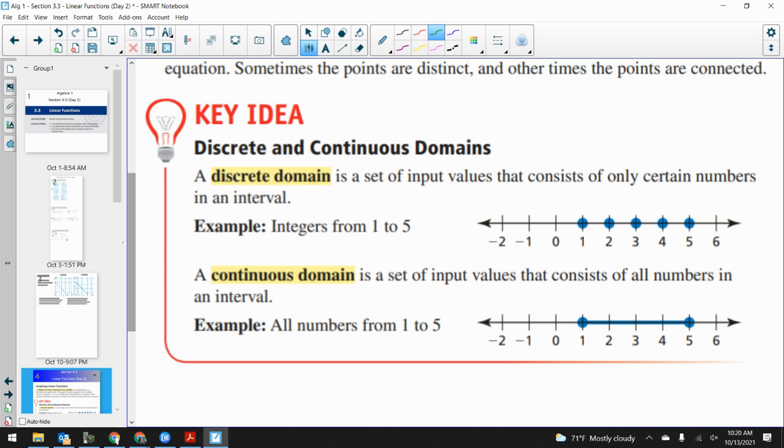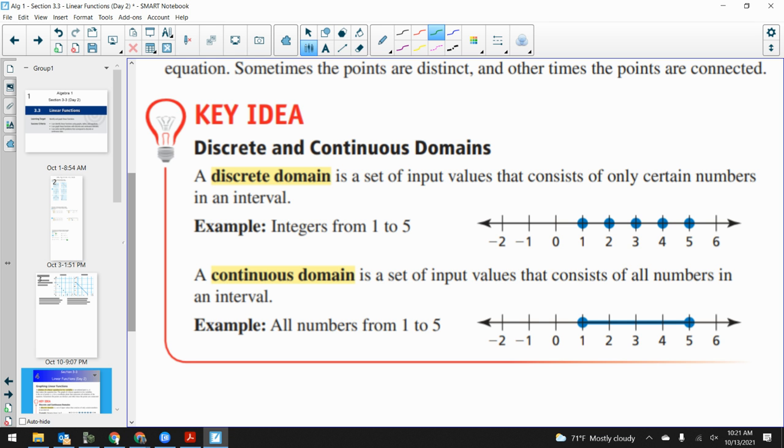However, if I choose all numbers between 1 and 5, that means that's an infinite set. That means it's called continuous. A continuous domain is a set of input values that consist of all numbers along the interval. All numbers from 1 to 5. Any possible number from 1 to 5. That is more of a continuous domain.